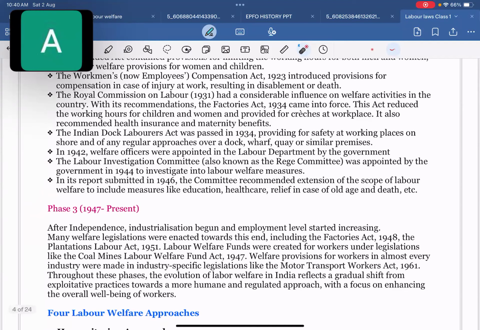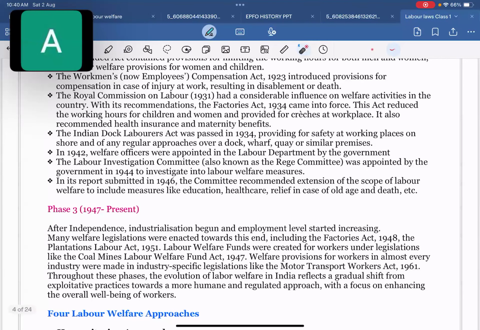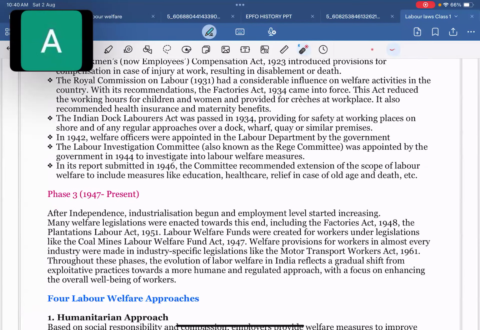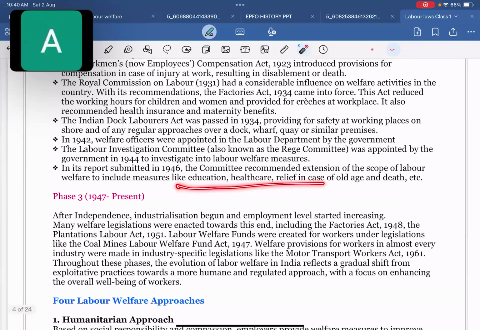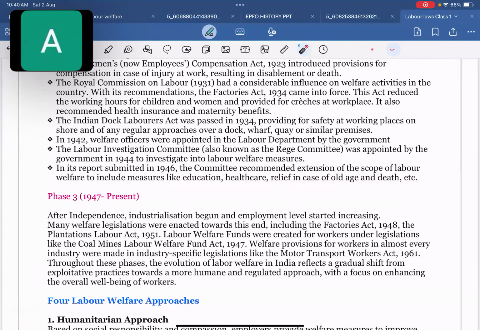In its report submitted in 1947, the REG committee reports, the committee recommended extension of the scope of labor welfare to include measures like education, healthcare, relief in case of old age and death, etc.